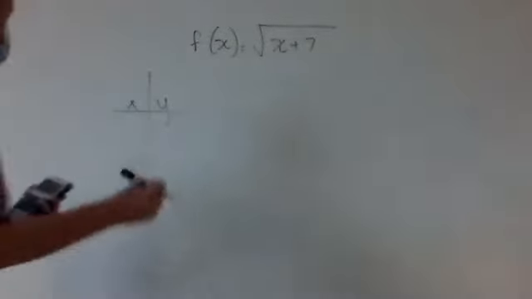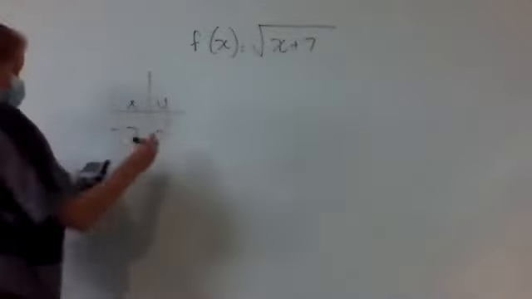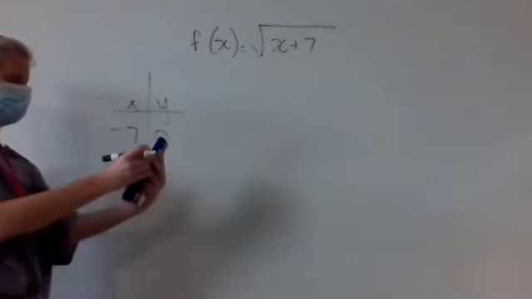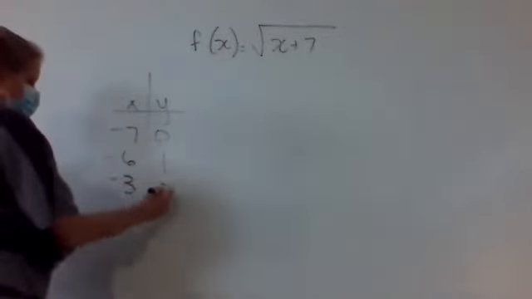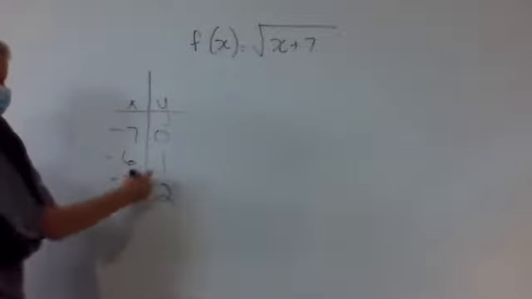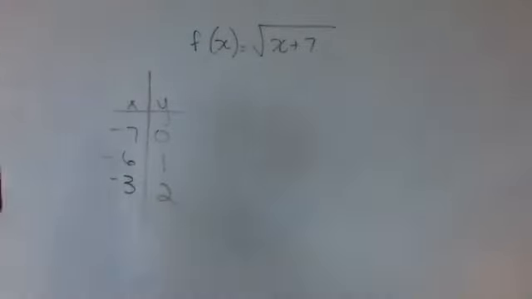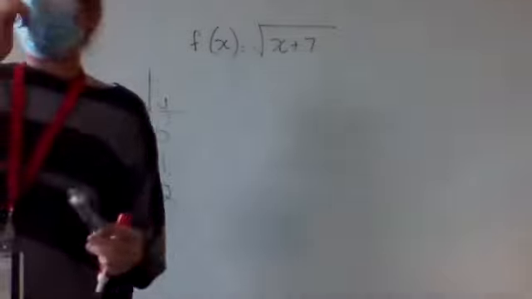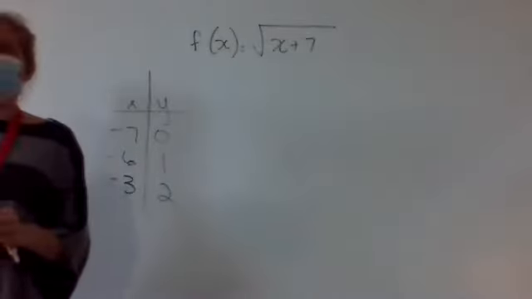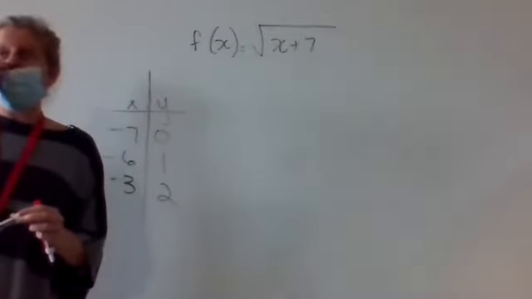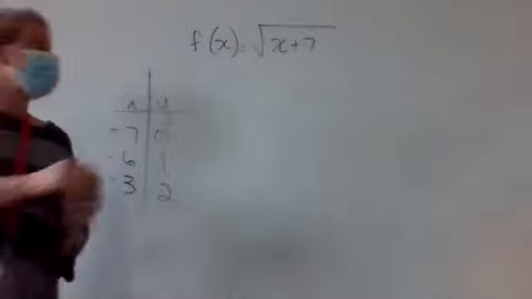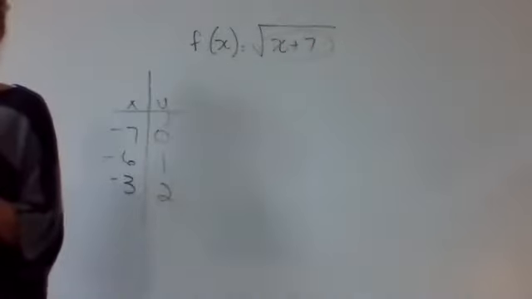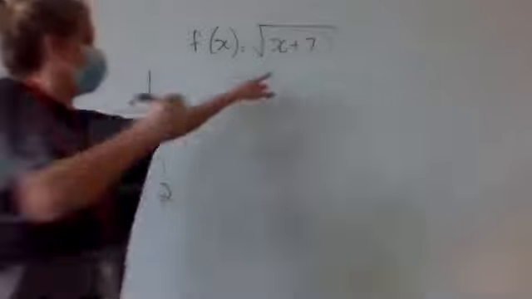Negative 7, 0, negative 6, 1, negative 3, 2. So why on this one, how come negative 7 didn't give me an error like the negative numbers we're doing on the other one? The x can be negative 7. The x can be negative in some square root graphs. It's just that what's underneath the square root can't be negative.